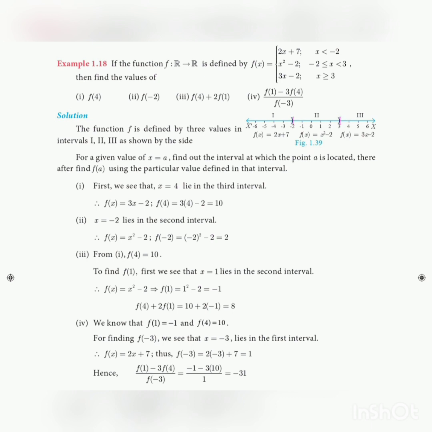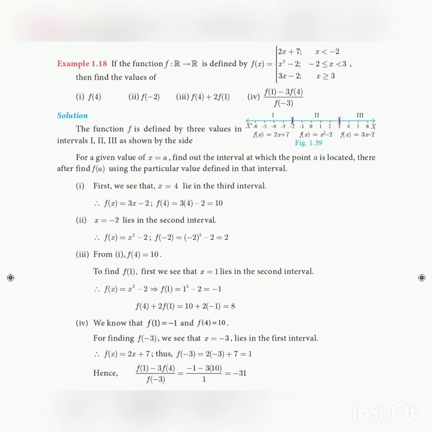Example 1.28. The problem is: if the function f from R to R is defined by f of x equal to 2x plus 7 when x is less than minus 2, x square minus 2 when minus 2 is less than or equal to x less than 3, and 3x minus 2 when x is greater than or equal to 3, then find the values of: subdivision 1, f of 4; subdivision 2, f of minus 2; third subdivision, f of 4 plus 2 into f of 1; fourth subdivision, f of 1 minus 3 into f of 4 by f of minus 3.